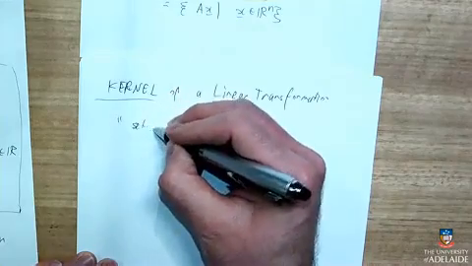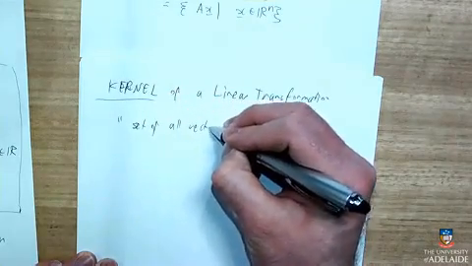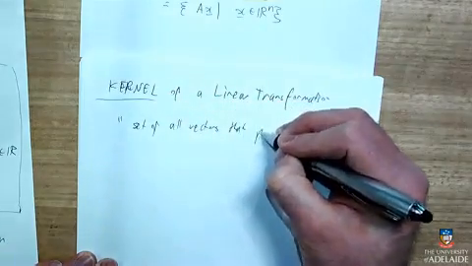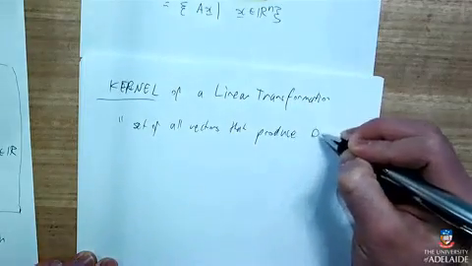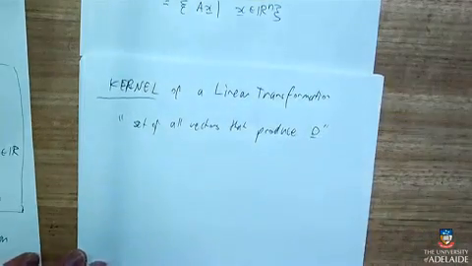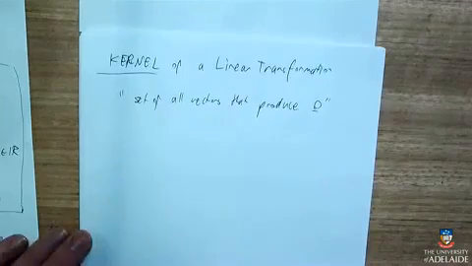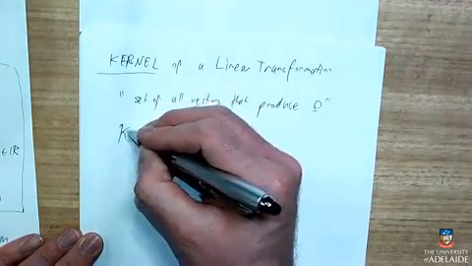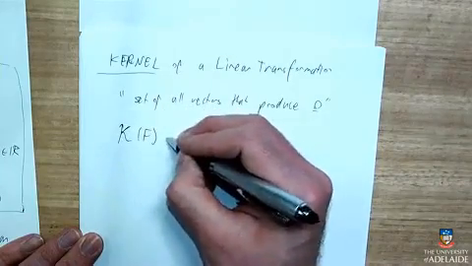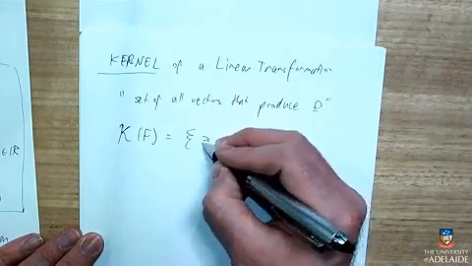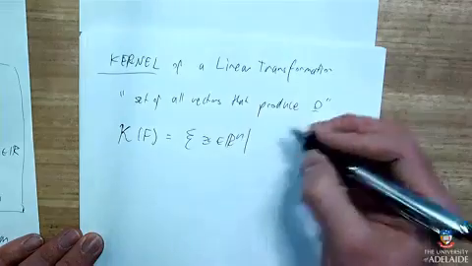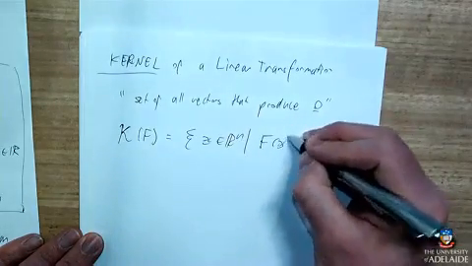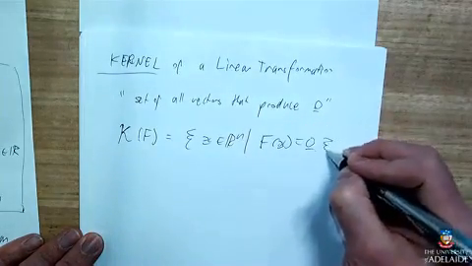So the set of all vectors that produce 0. I've underlined it because it's a 0 vector. So the definition is that the kernel of a linear transformation is the set of all x's in N such that f of x comes out to 0.